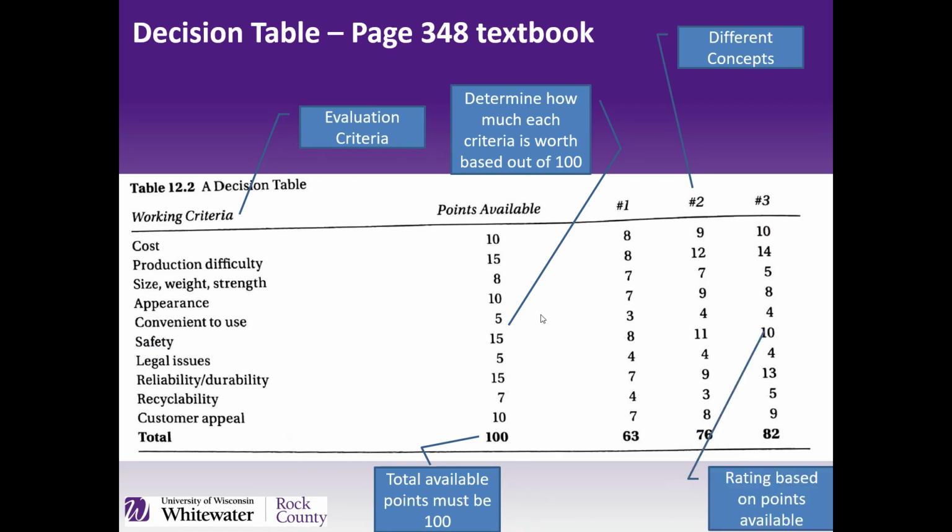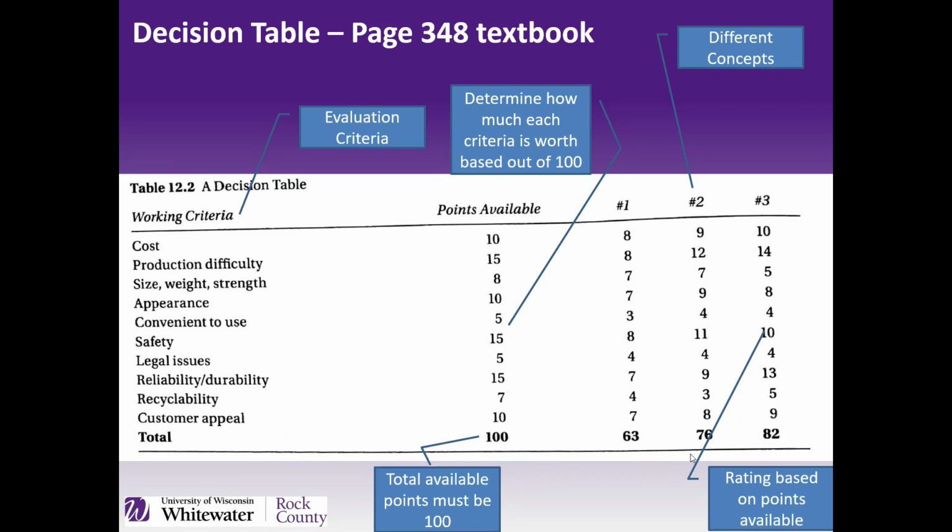Next, what we do is we evaluate each of those concepts. We give them a rating out of the available number of points. So you'll see on cost, this one has a value of 8, right? This one has one of 9, and this one has one of 10. So this means it has the lowest cost, right? And this one may be a little higher cost, and this one's a little bit higher than that yet. So we have 8, 9, 10. We could have production difficulty. Our size, weight, and strength is out of 8. We see these two are tied. So they can have the same values, but they can't have any more than what the points are available.